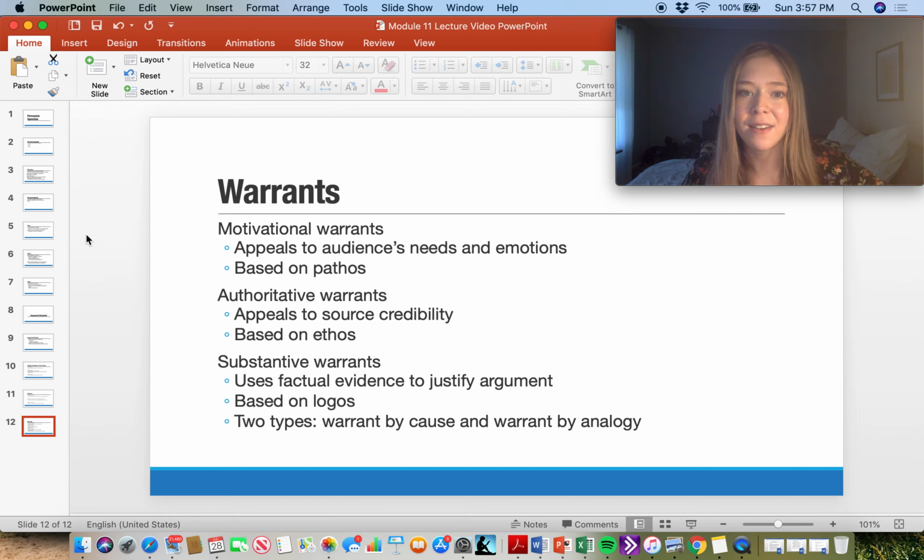So if I use this evidence by saying, oh, look at all the trees that are dying. This is just, again, a random example. I would say global warming is a cause of that, and therefore clearly we only have 12 years before the Earth dies. That would be a causal effect there, connecting the two. And then a warrant by analogy.